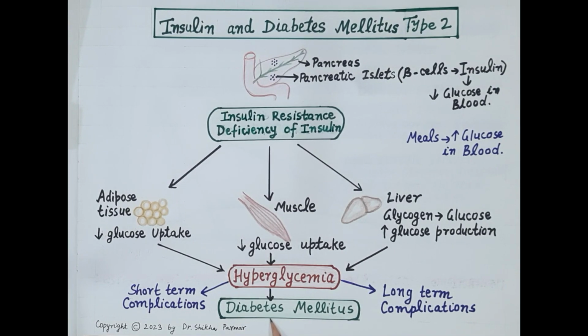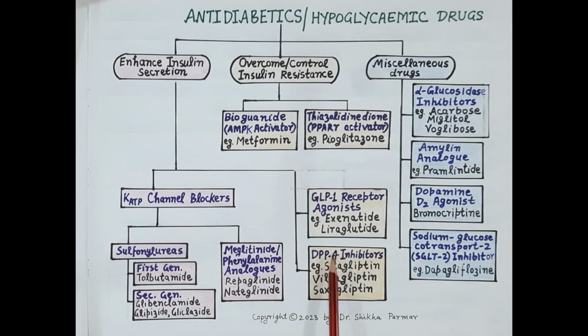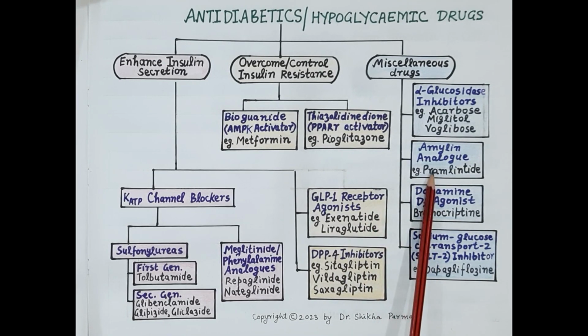Now type 1 diabetes mellitus is treated by insulin therapy as insulin is absent in type 1 diabetes mellitus. But type 2 diabetes mellitus is treated by anti-diabetic drugs. So let's now understand classification of anti-diabetic drugs. This is a classification of anti-diabetic drugs. All these drugs are administered orally except GLP-1 receptor agonist and amylin analog. Now both these two classes of drugs are administered by subcutaneous injection.